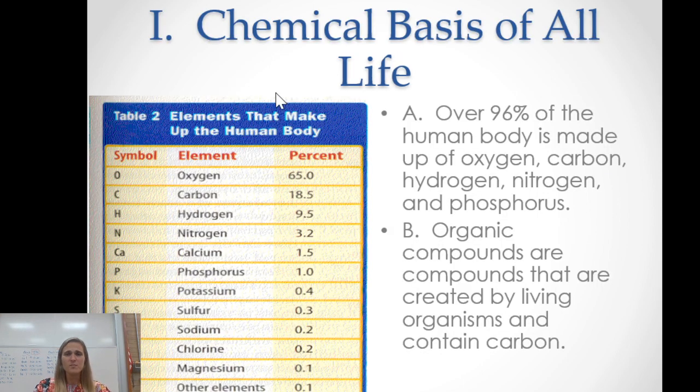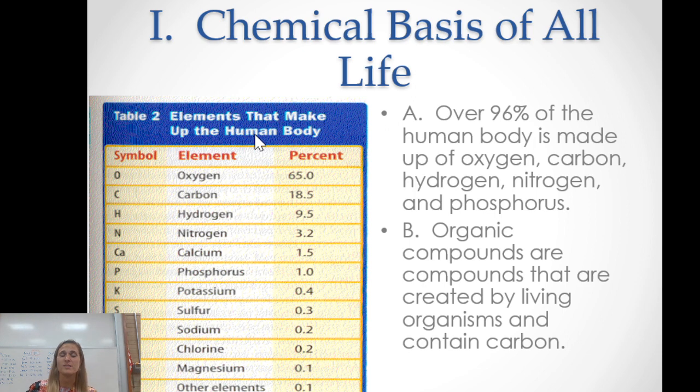So what we're looking at is chemicals, all right? Our body is made up of a series of compounds. So in this table, you can see there are elements that make up the human body. So here it tells you 96% of the human body is made up of oxygen, carbon, hydrogen, nitrogen, and phosphorus. And you do need to know that, okay? That the majority of your body is made up of oxygen, O, carbon, C, hydrogen, H, nitrogen, N, and phosphorus, P. Okay, so that is the majority of your body.